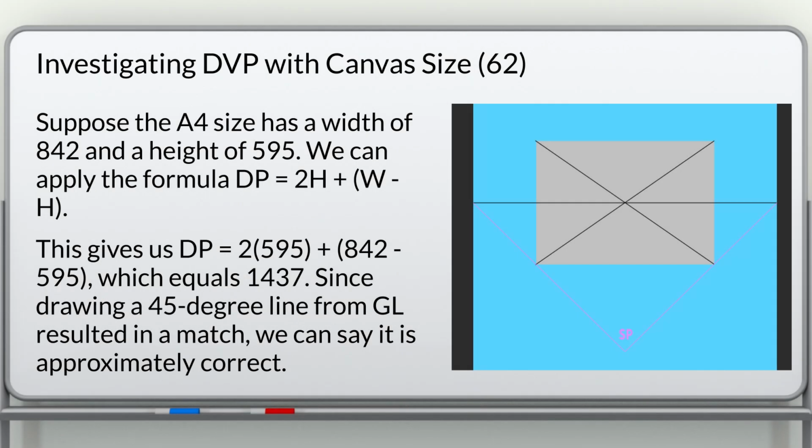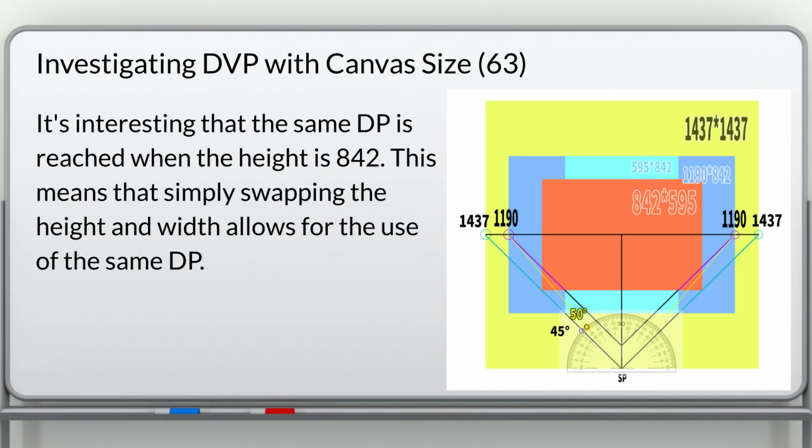Suppose the A4 size has a width of 842 and a height of 595. We can apply the formula dp equals 2h plus w minus h. This gives us dp equals 2 times 595 plus 842 minus 595, which equals 1437. Since drawing a 45-degree line from GL resulted in a match, we can say it is approximately correct. It's interesting that the same dp is reached when the height is 842. This means that simply swapping the height and width allows for the use of the same dp.